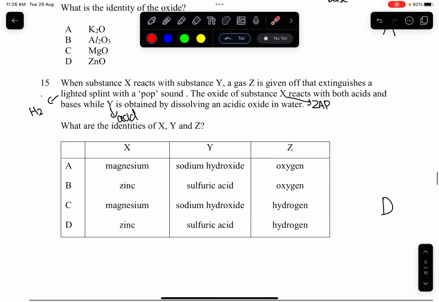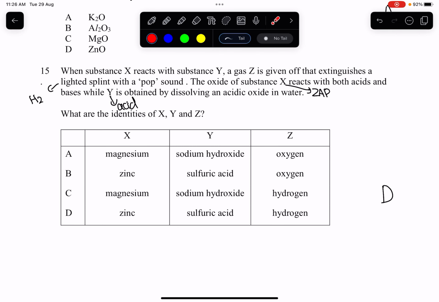Okay, last question for MCQ. Question 15. When substance X reacts with Y, gas Z is given off which extinguishes a lighted flame with a small pop sound. It has to be hydrogen gas. Oxide of substance X reacts with both acids and bases, which means it must be amphoteric oxide, like zinc oxide. While Y is obtained by dissolving acidic oxide in water, it has to be an acid. So for Y to be an acid, you are cancelling out A and C. You are left with B and D. Next, for X both are zinc, so it's correct because it's amphoteric. So now Z is hydrogen.